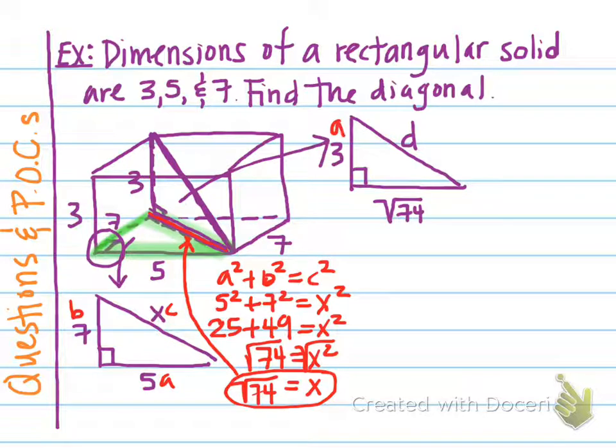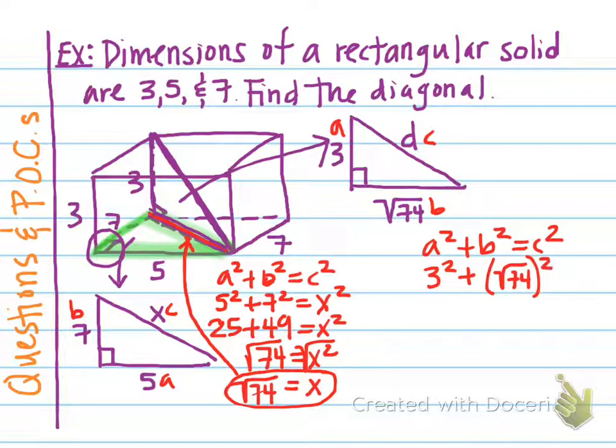We've got A and B, we need to find C. A squared is 3 squared. B squared is square root of 74 squared. And my C I'm calling D. You can leave it as C if you'd like. 3 squared is 9. Square root of 74 squared is just 74. And this equals D squared. 9 plus 74 is 83.